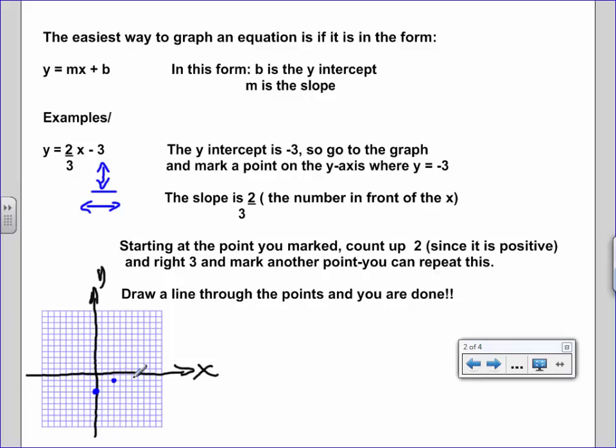And I'm going to repeat from that point just to help me draw the line. Up 1, 2, right 1, 2, 3 again. Put a point. Draw a line through the points and you are done. You have drawn the line represented by the equation y equals 2/3 x minus 3.